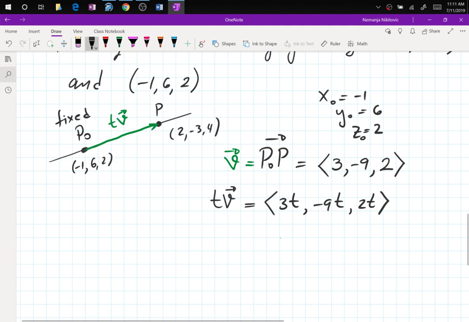So to finish off this problem, you have to write x equals, your x0 is -1, so -1 plus 3t. Your y is y0, which is 6 minus 9t. And z is 2 plus 2t. All three together as a set. Remember, it's a parametric set of 3 equations for 3 dimensions. And this would be your problem solved. That's the way you do the problem when you have 2 points to find the equation of the line.